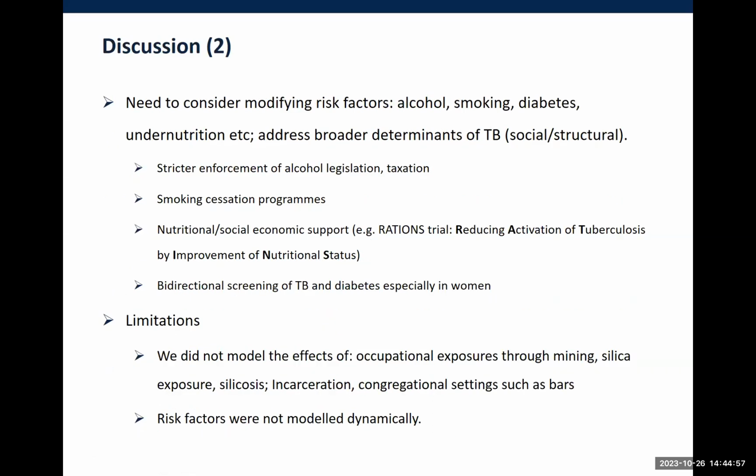We've also shown the contribution of other risk factors that drive TB, and some of the interventions that we recommend and hope our NTP or the National Department of Health would consider would be addressing these risk factors, such as alcohol, smoking, and improving nutritional status, and also improving screening of diabetes bidirectionally in people with TB, and to help with controlling it. Yeah, and just a limitation that we are aware of is that we haven't included other important risk factors which are highly prevalent among men, and we could have included those.